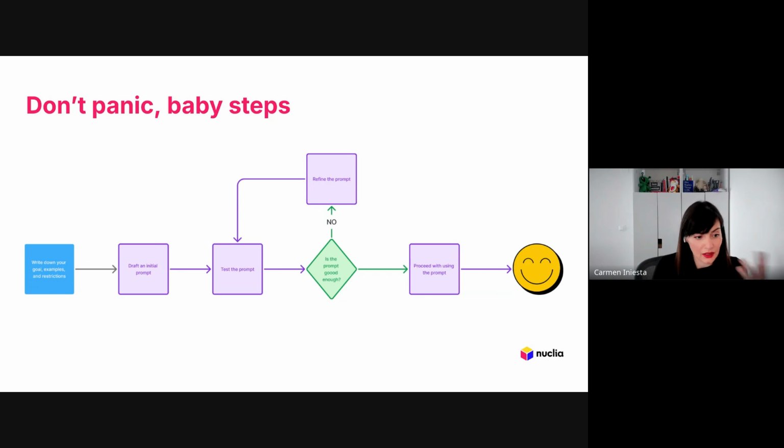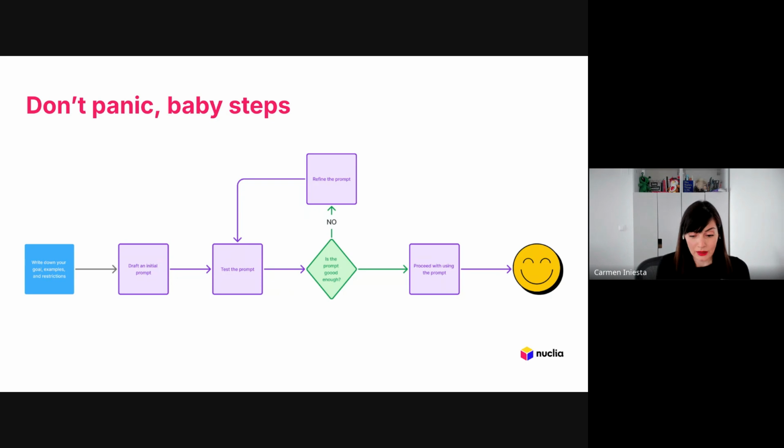You could even, as we said before, tell a colleague, okay, this is what I want to achieve. Does it make sense? Once you have this idea, draft your initial prompt. You can use a model to do it. You can do it yourself. You can use a template, any tool that could be useful for you. Then, since you have your series of examples, you can test the prompt. And then, is the prompt good enough? If it's not good enough, then we go to the step of refining the prompt.